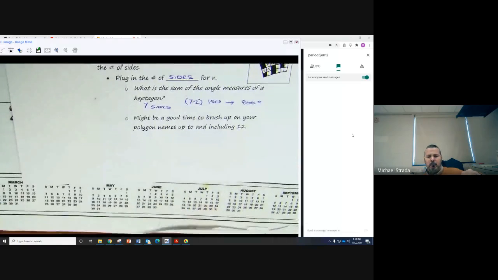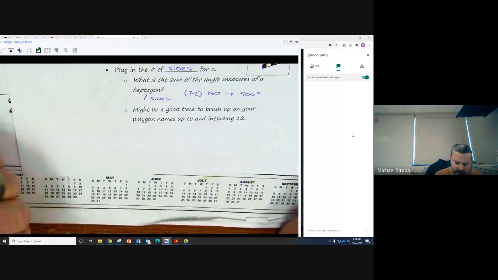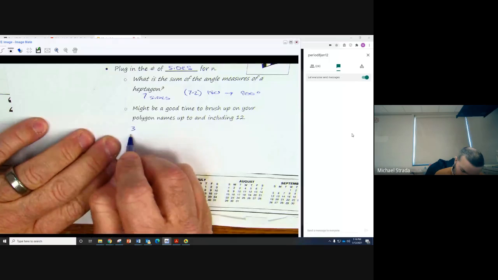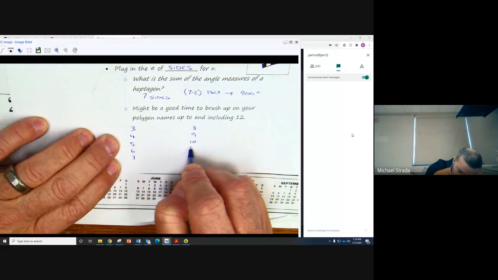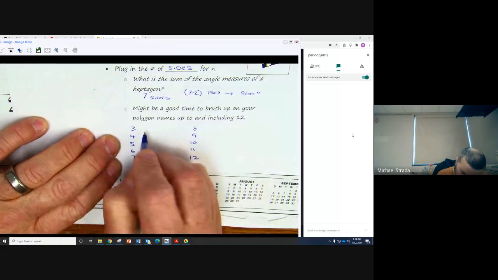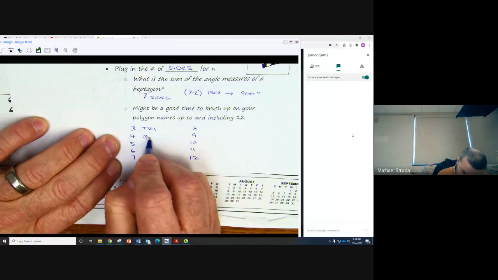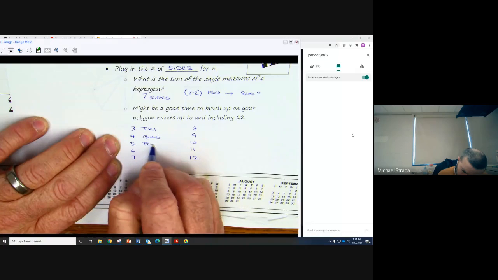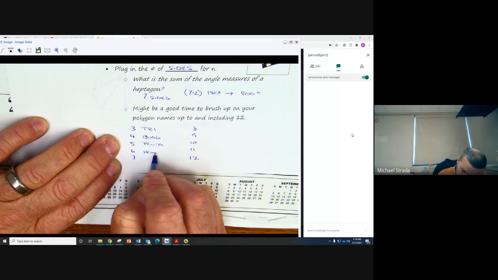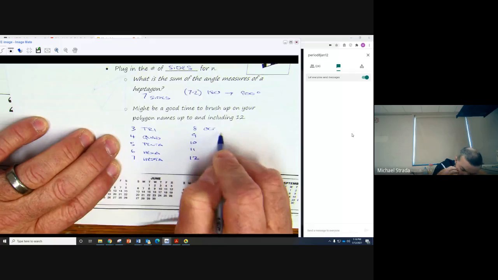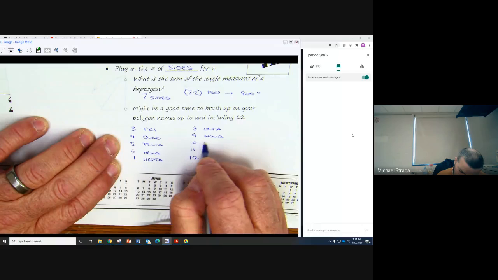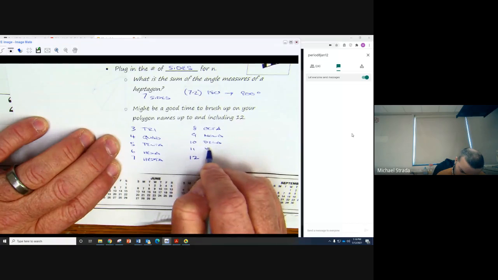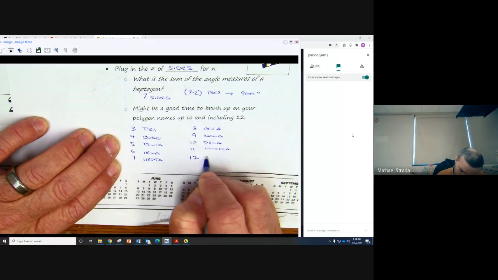All right. So right now might be a good time to brush up on your polygon names up to and including 12. 3, 4, 5, 6, 7, 8, 9, 10, 11, and 12. 3 is a triangle. 4 is a quadrilateral. 5 is a pentagon. 6 is a hexagon. 7 is either a heptagon or a septagon. 8 is an octagon. 9 is a nonagon. 10 is a decagon. 11 is an undecagon. And 12 is a dodecagon.